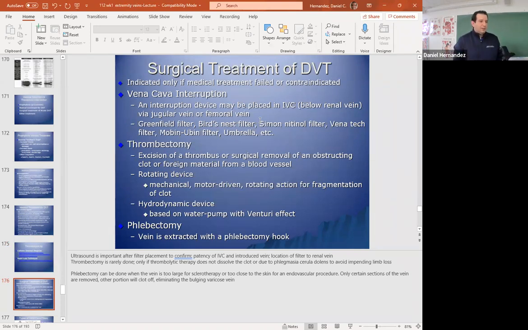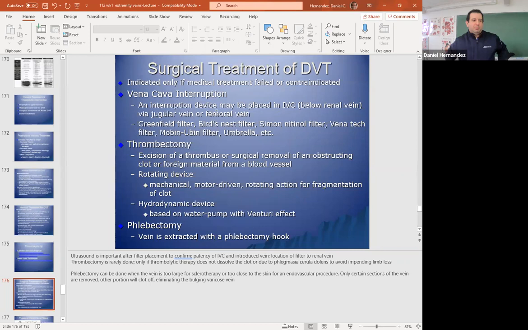So then we're talking about surgical treatment for DVT. These are indicated only if medical treatment has failed or is contraindicated. So we can have something called vena cava interruption. An interruption device may be placed in the IVC just below the renal veins. This is what's considered an IVC filter, or inferior vena cava filter.